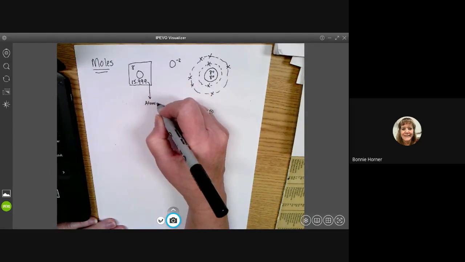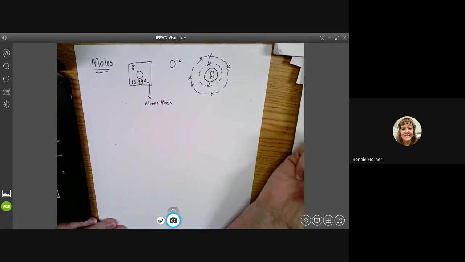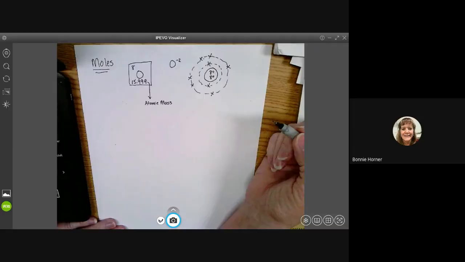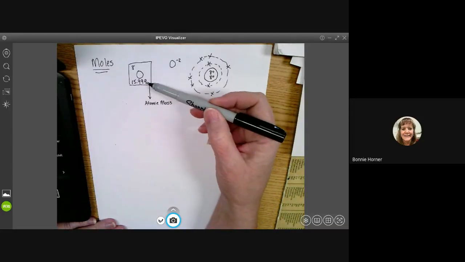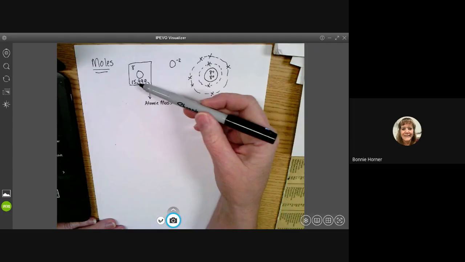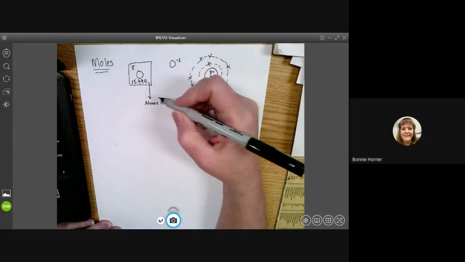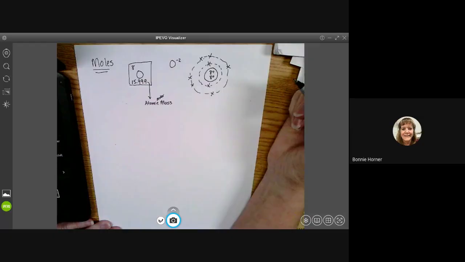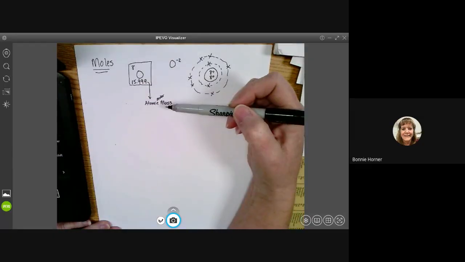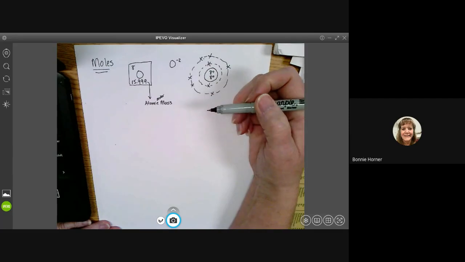Now, something I want to mention, see this 15.999? The term atomic mass is kind of deceiving, because do you really think an atom of oxygen weighs 15.999 grams? Okay, an atom is such a tiny, tiny thing. So it'd almost be better if we said it was the atomic molar mass, because that's exactly what it is. It's the mass of 1 mole of these oxygen atoms, and that would be 6.02 times 10 to the 23rd oxygen atoms, which is an awful lot.